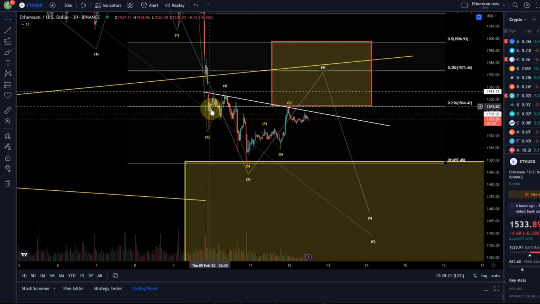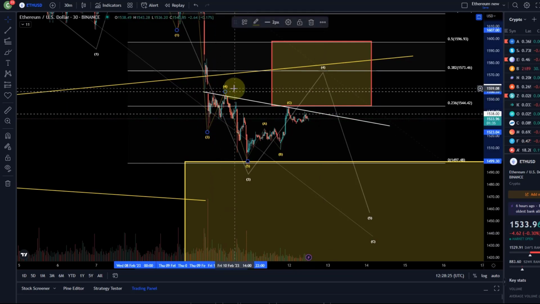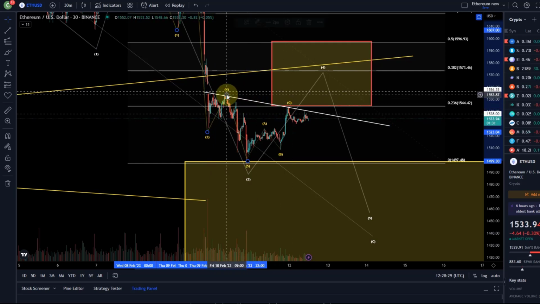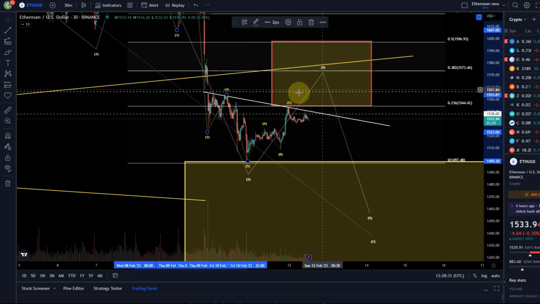1554. Now, again, here's also the question, was this just an ABC, or was it maybe a triangle and it ended here, and then we would have come very close. But it's certainly this range that I'd be paying a lot of attention to, between 1538 and 1556. If we go above that, then we've got the 1573 level, which is the 38.2 Fib level. Also, we've got the trend line here, obviously. I mean, maybe we are already turning around.